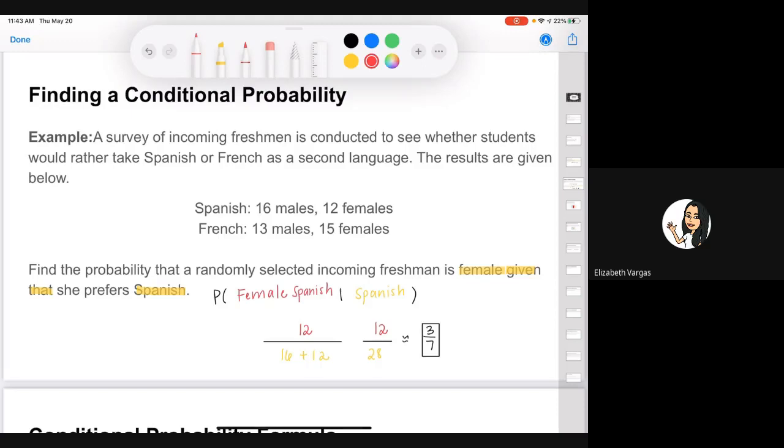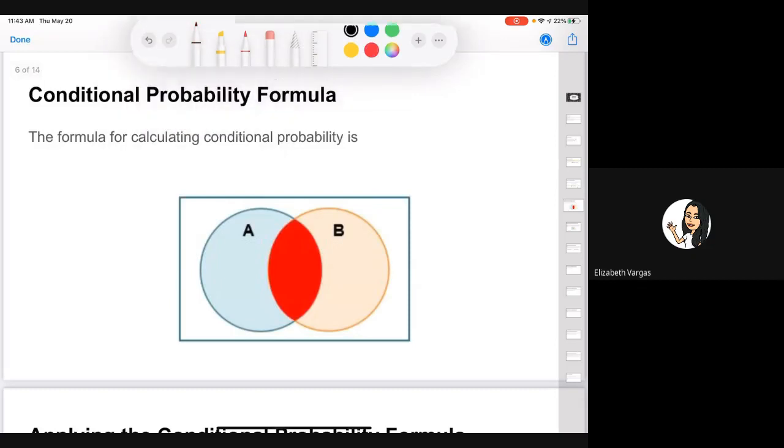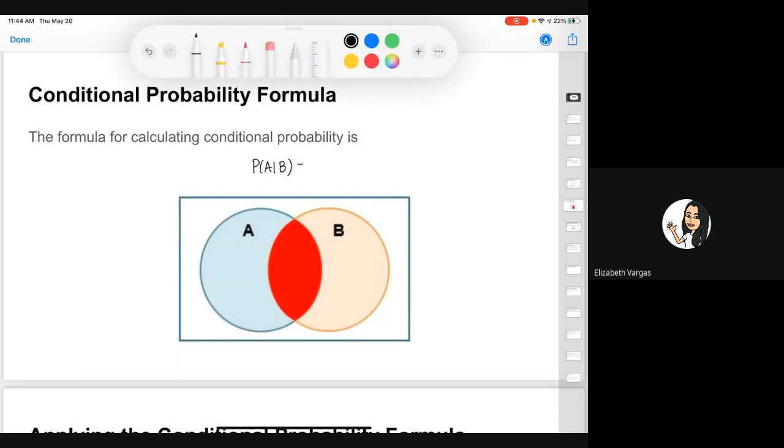So there's another formula that we can have for conditional probability. We know that conditional probability is notated as P(A given B), the probability that event A will occur, given that event B has already occurred. That's how we represent it. Well, we can calculate it by taking the probability that event A and event B will occur over the probability of event B occurring.